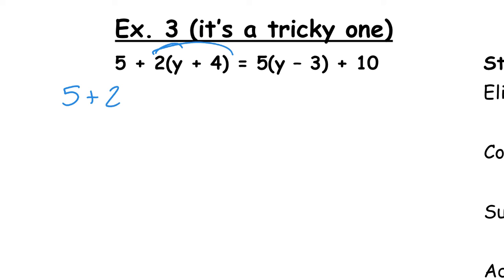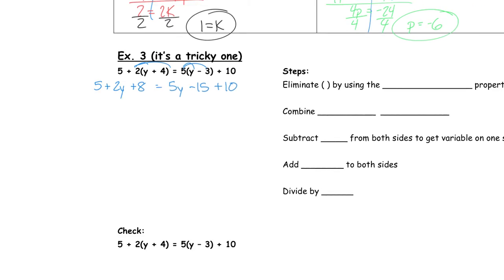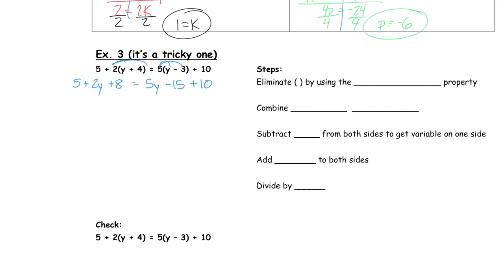And 2 times y is 2y. 2 times 4 is a positive 8. So that's that side of the equation. I then need to distribute the 5 to get 5y. 5 times a negative 3 is a negative 15. Then bring down that 10. Do not distribute the 5 to 10. It's not in parentheses. So over here it says eliminate the parentheses by using the distributive property. So that was our first step.